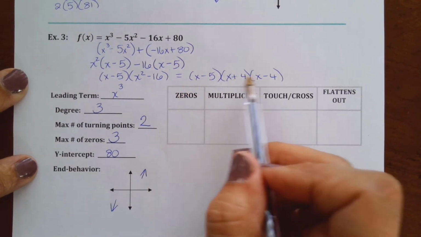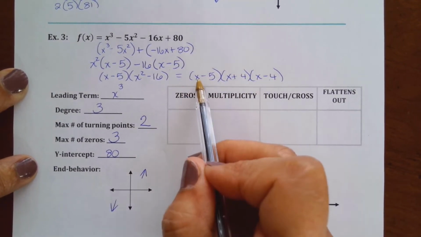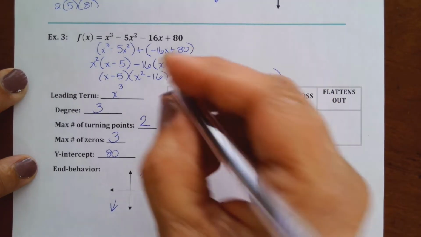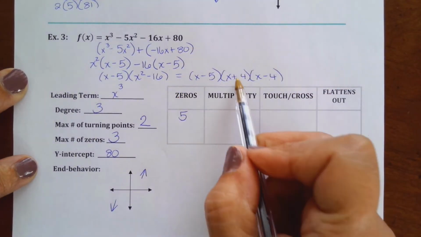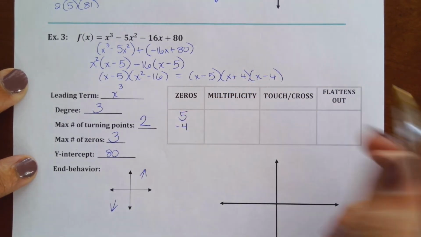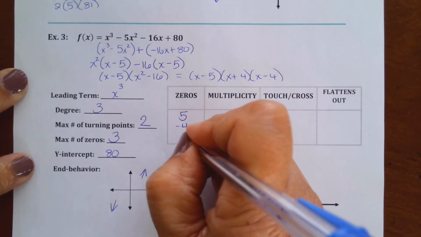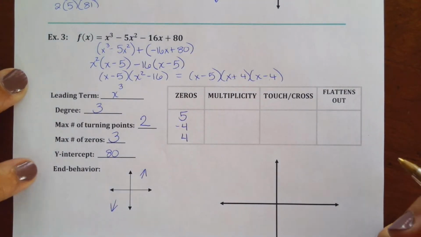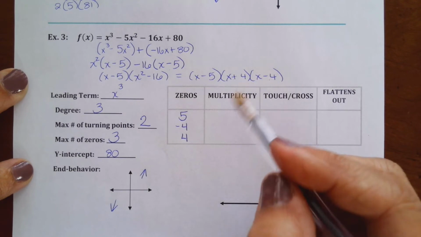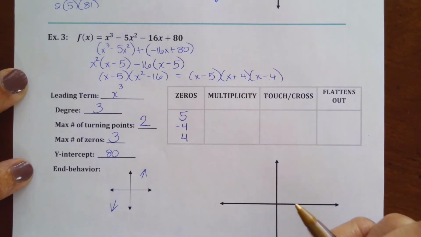All right, so now I see my zeros. Okay, remember, set each of these equal to 0 and solve. So if you set x minus 5 equal to 0, you get 5. Set x plus 4 equal to 0 and solve, you get negative 4. And set x minus 4 equal to 0, you get 4. Right? So find your zeros, and you don't have to do that. Hopefully by now you're realizing they are the opposite signs, the zeros and the factors.